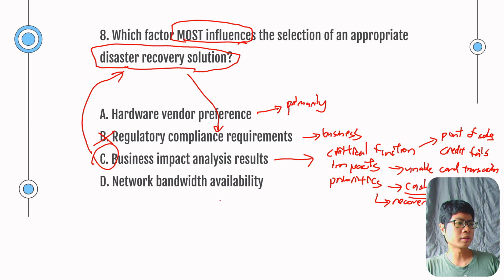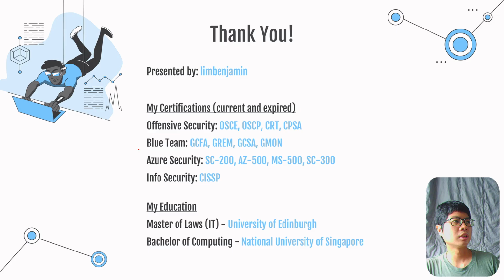And finally, looking at network bandwidth availability. I would say this is not really something that has the most influence, because the business could completely operate offline. For example, as I said earlier, it could be a cash business, and you don't really need a network in that case. You can still continue your business. And so for this question, the answer would be C.